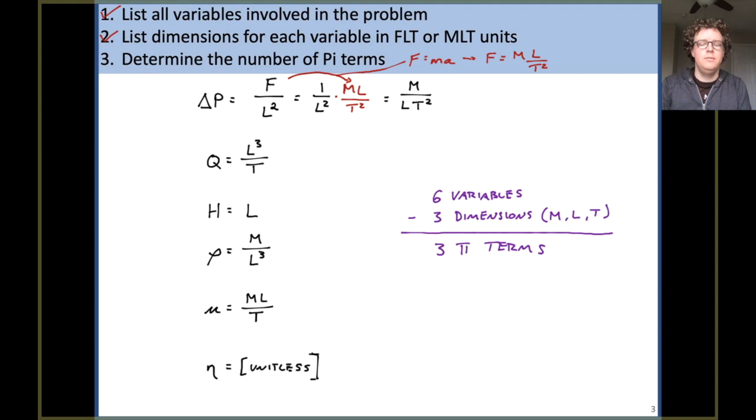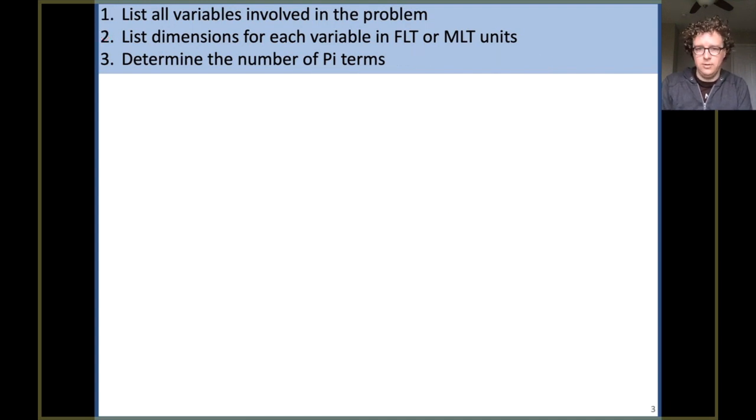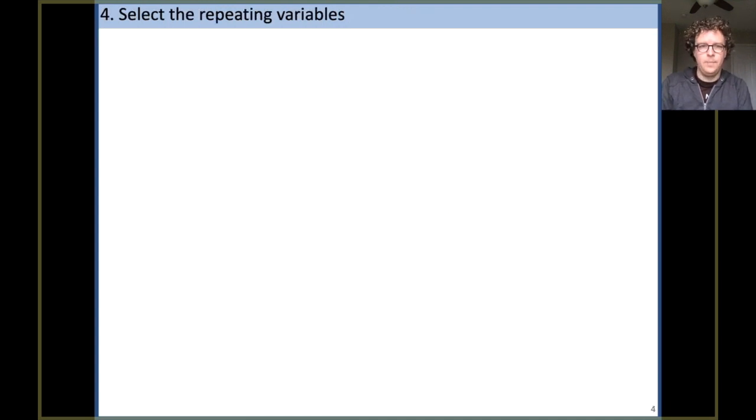How many pi terms? Again, we take the number of variables, 6 in this case, minus the number of dimensions, 3. We have mass, length, and time. And that tells us that we have 3 pi terms that we're going to need to form. So knowing that we have 3 pi terms, we need to pick which will be our anchoring variables and which will be our repeating variables.